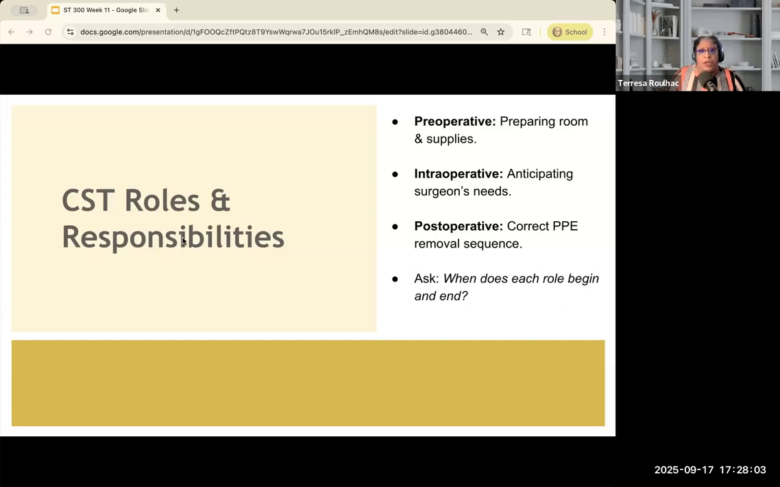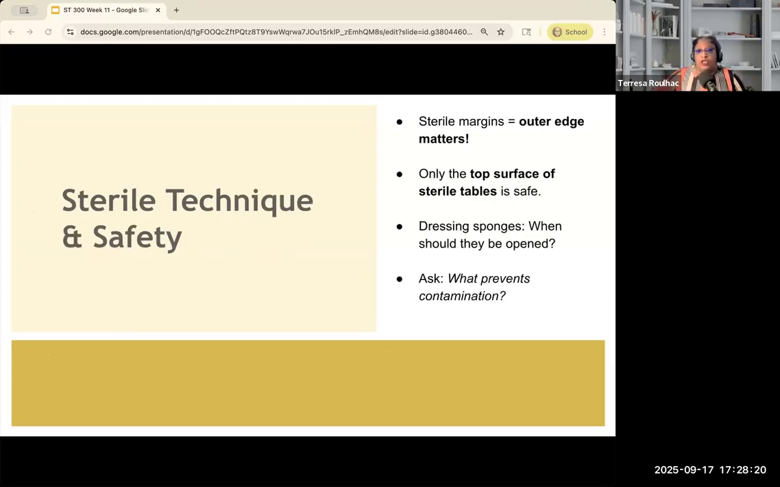And we also ask, when exactly does my responsibility shift from one phase to the next? You may have some concepts, or there are a couple of questions that I was able to see and grab and look at. With that, you're going to see some sterile technique and safety questions.